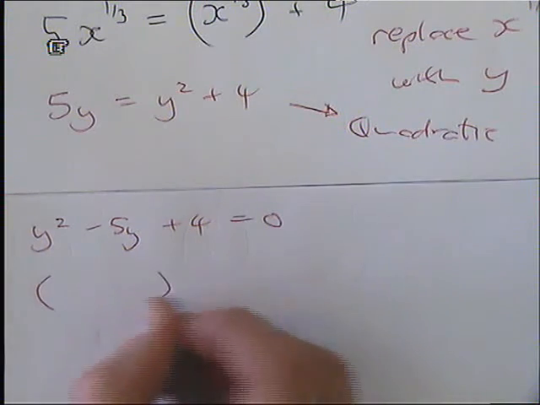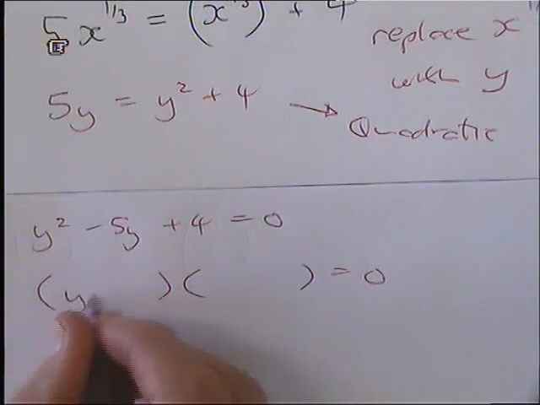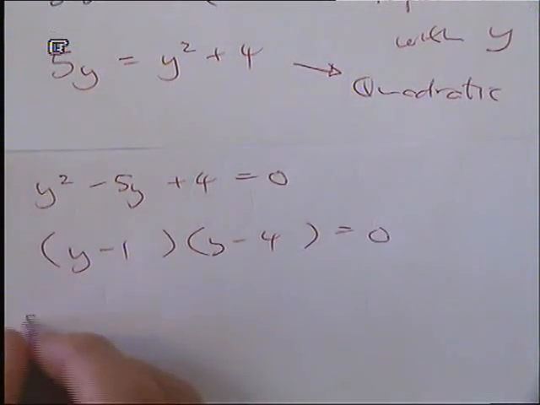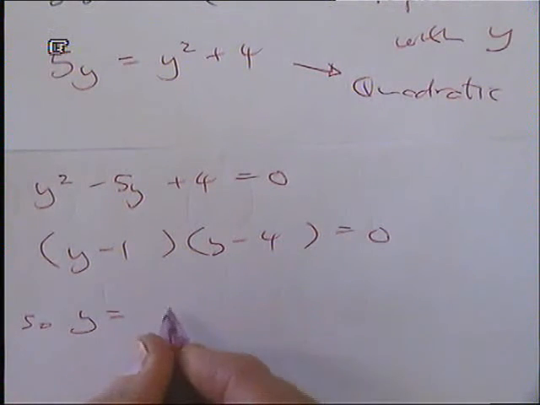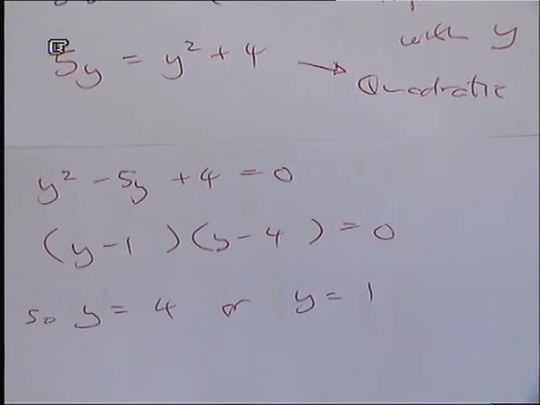Go on then, Jack, factorise it. Sorry? y minus 1, y minus 4. So what? Someone's saying, so y equals 4 or y equals 1. Now we made y up. We can't give that as our answer. What is y actually equal to?